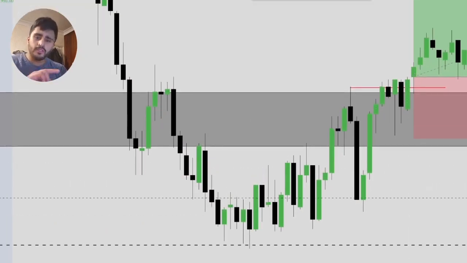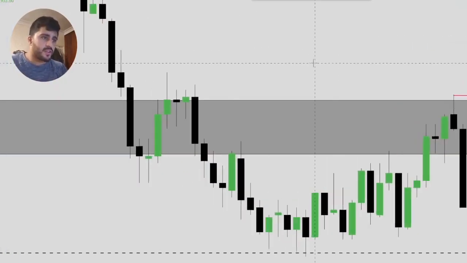So the loss and the win both came from the same level. And if you can be mature enough to take a loss and then a win, that means that your level, your thesis, was overall correct. You just have to adjust in the market, and that's what traders are meant to do. So let's break this trade down step by step.